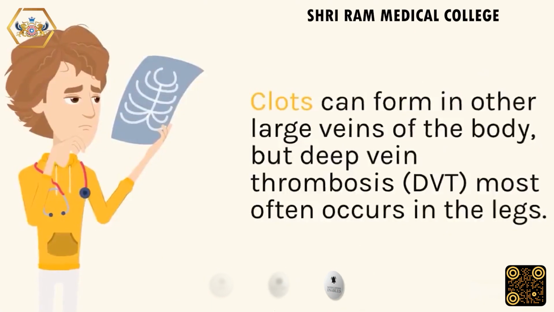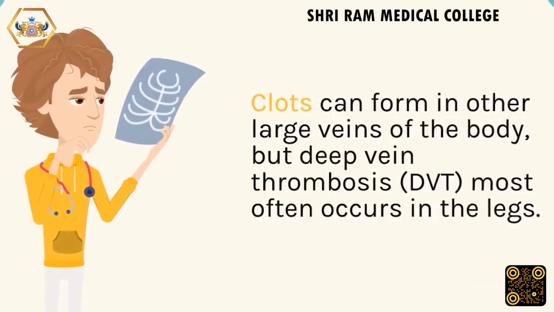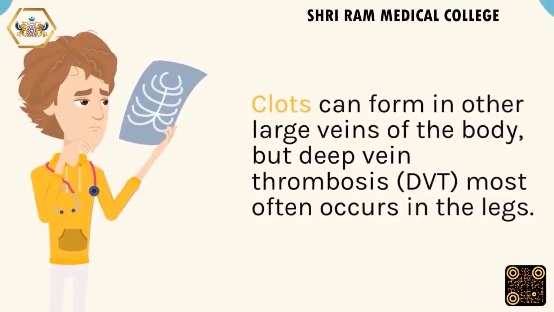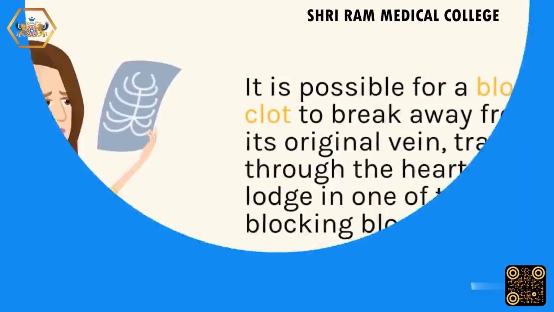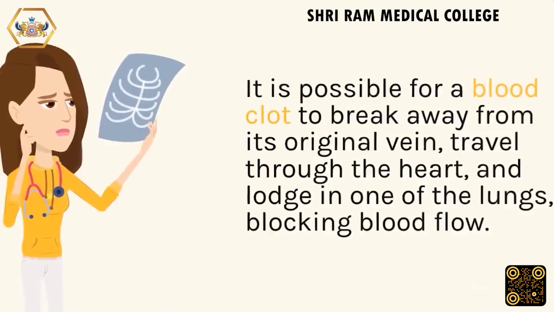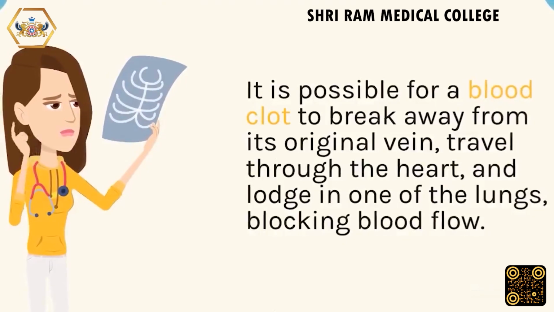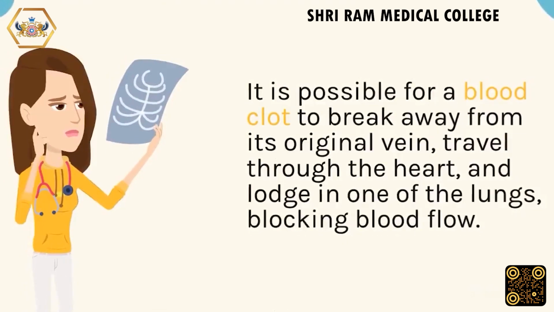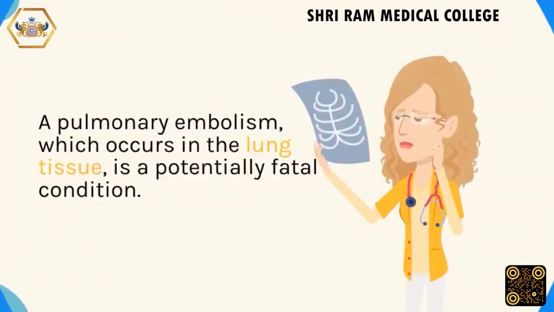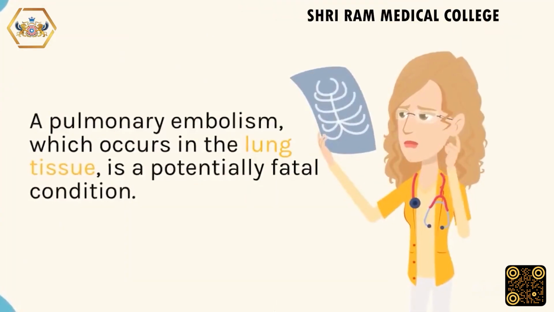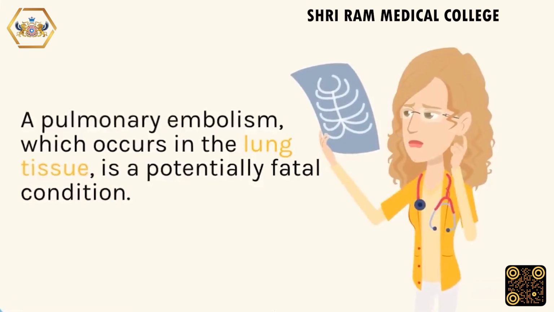Clots can form in other large veins of the body, but deep vein thrombosis, DVT, most often occurs in the legs. It is possible for a blood clot to break away from its original vein, travel through the heart, and lodge in one of the lungs, blocking blood flow. A pulmonary embolism, which occurs in the lung tissue, is a potentially fatal condition.